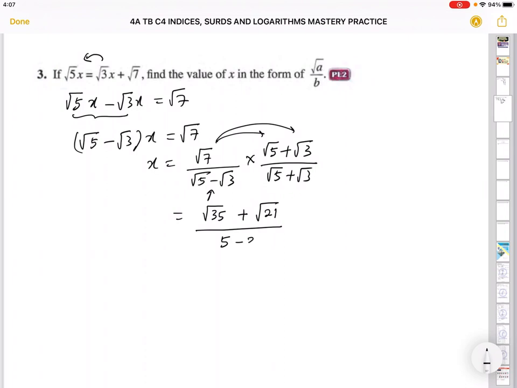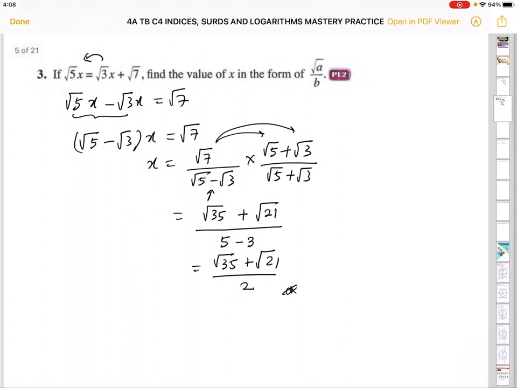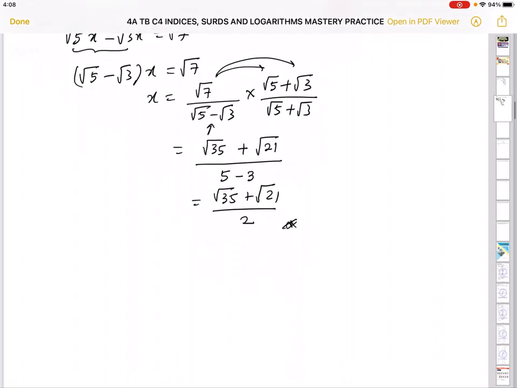Surd 3 square, you get 3. Put it together, you get surd 5 plus surd 21 over 2, which is surd 35 plus surd 21 over 2. Alright, still manageable. Yeah, not difficult, I would say.